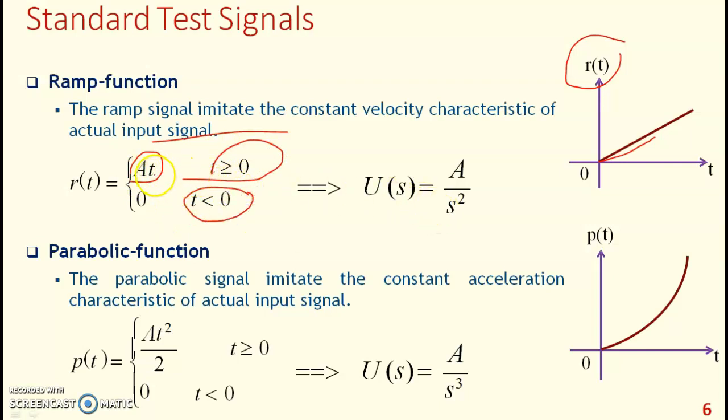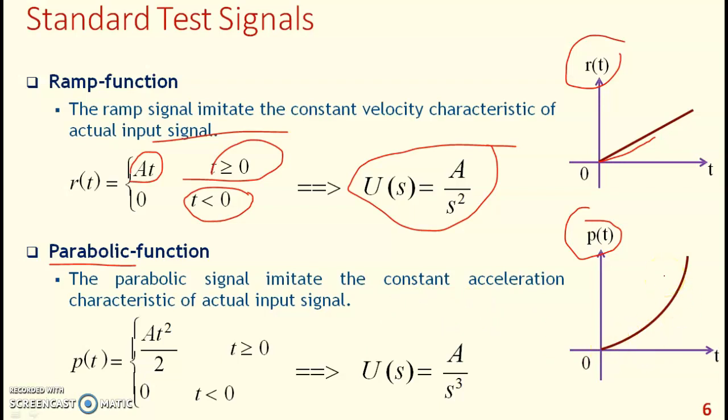If you apply the Laplace transform to t, A is the constant, we can retain it as it is, and t becomes 1 by s square. That is, after applying the Laplace, we will get the transfer function. Next, this is the representation of the parabolic signal. P of t represents the parabolic signal. The parabolic signal is a constant acceleration characteristic of the actual input signal.